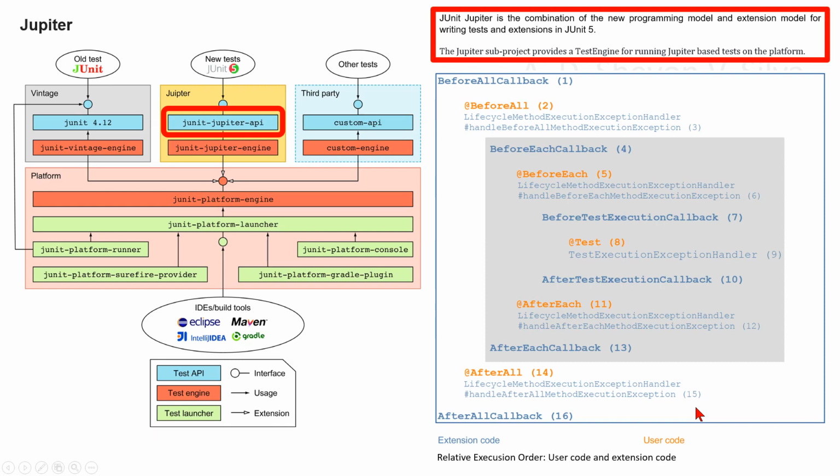The default void handleAfterAllMethodExecutionException(ExtensionContext, Throwable) in interface LifecycleMethodExecutionExceptionHandler. Handle the supplied Throwable that was thrown during the execution of the @AfterAll lifecycle method.